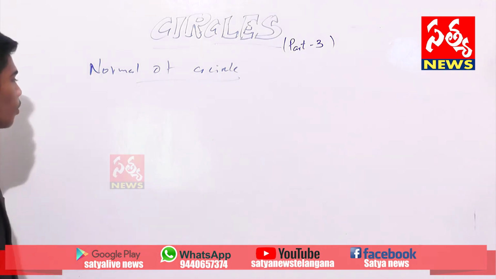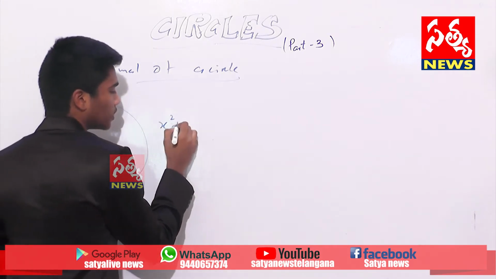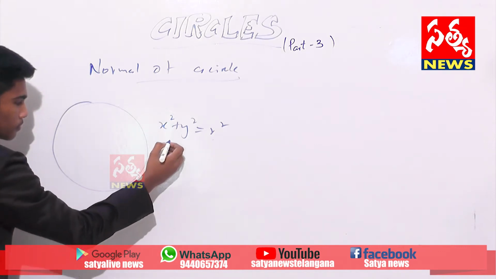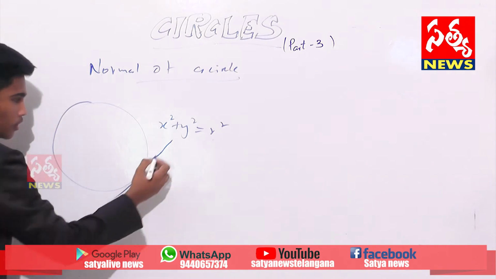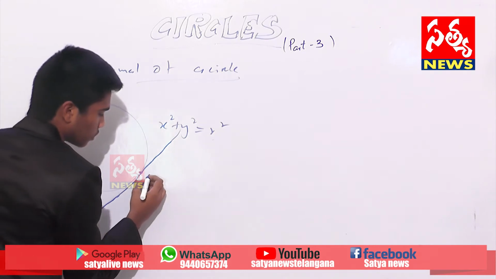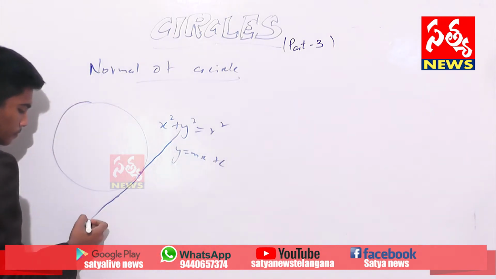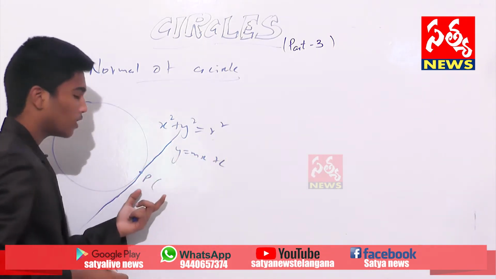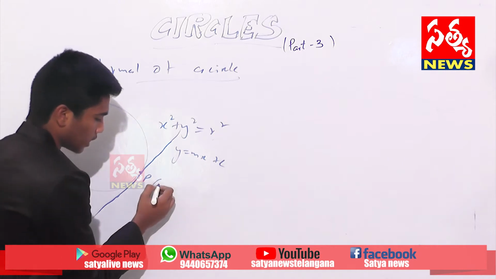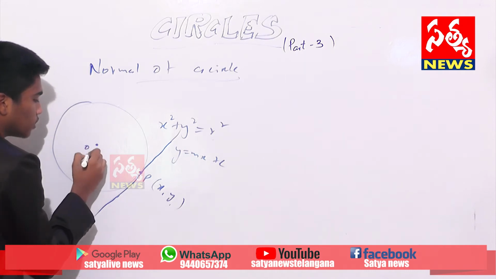First of all, what is normal? Take a circle of equation x square plus y square is equal to r square, with a tangent passing through the circle. The equation of the tangent is y equals mx plus c. Let us take the point of intersection of the circle and the line y equals mx plus c as x1 comma y1. The center of the circle is 0 comma 0.